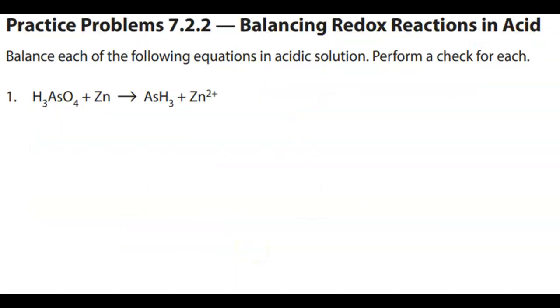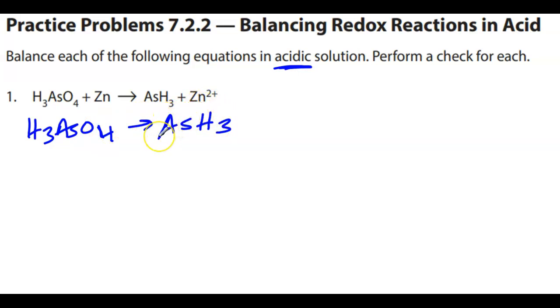So let's take a look. Here it says this is an acidic solution. So we have H3AsO4 plus zinc, making AsH3 plus zinc 2+. Okay, so the two half reactions are usually pretty easy to identify. You put the things together that look like they should be together. I know that's really weird to say.